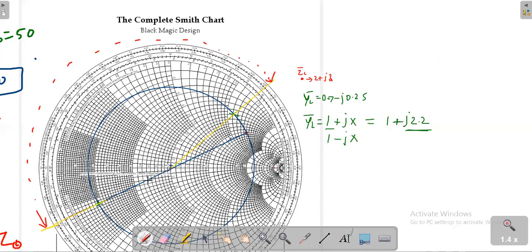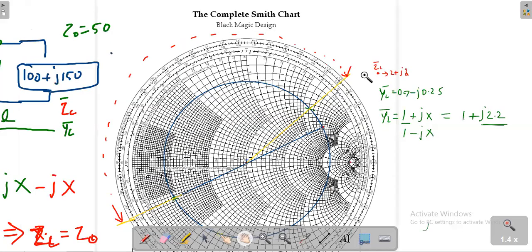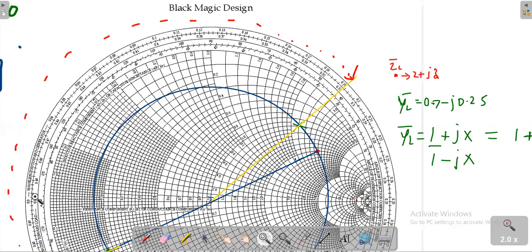This is the length of this stub. How can I measure? Anybody? Is it visible to you? Once if you see the outside, see the wavelength towards the generator. Okay, there it is starting at 0. That means from base, from this, the wavelength towards generator is 0.19, roughly 0.19. So from here to here, this is roughly 0.19.